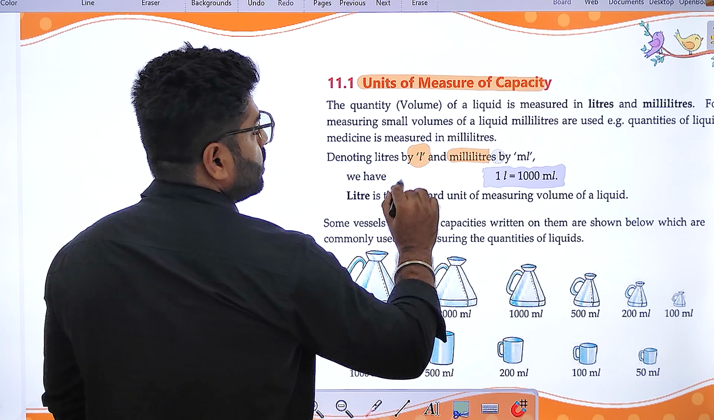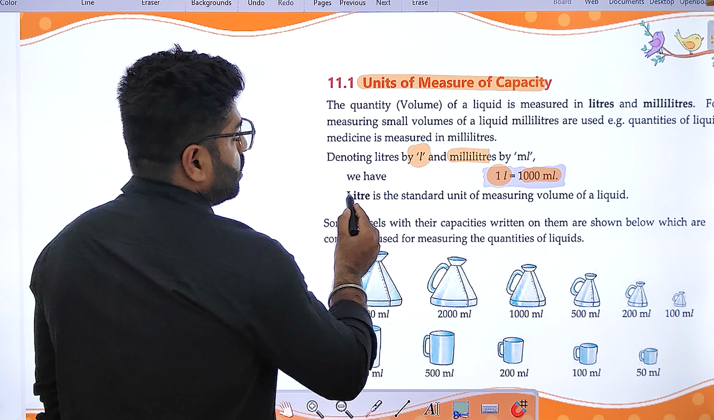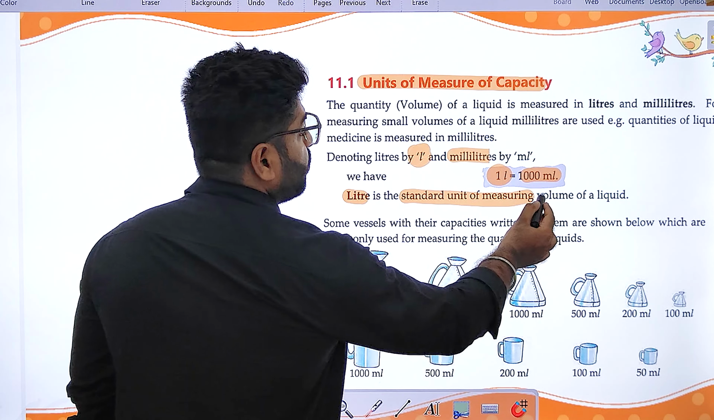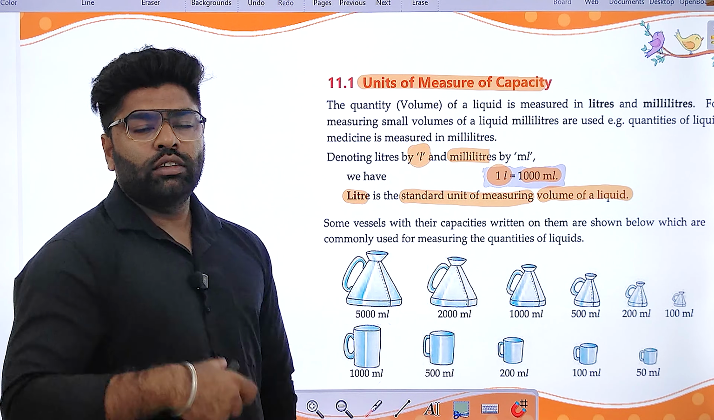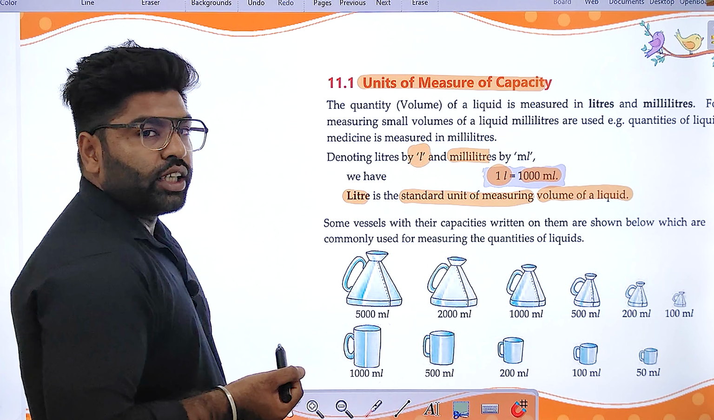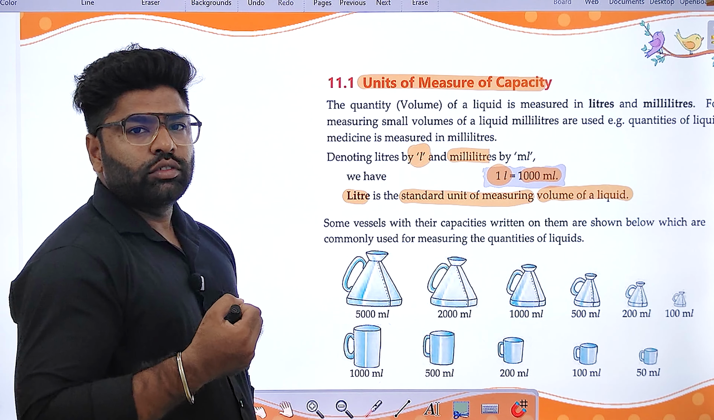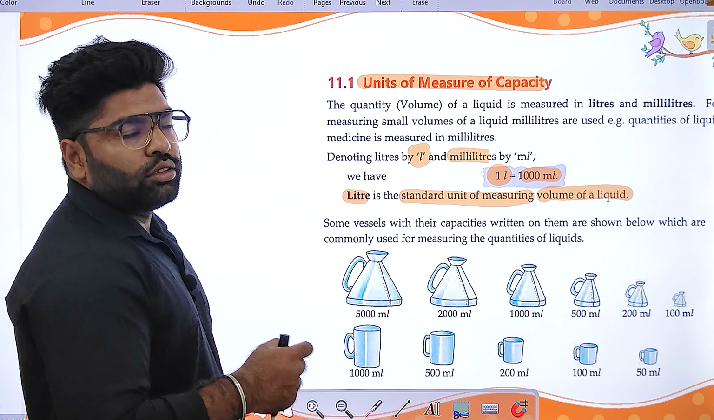Now we are having liter. So here is a conversion unit, that is 1 liter is equal to 1000 milliliter. So liter is the standard unit of measuring volume of liquids. So when we are talking about volume, we mostly measure in liters. Okay. So these are the vessels which are used to measure the quantities of liquids, the utensils which measure the capacities of liquids or volume of material.